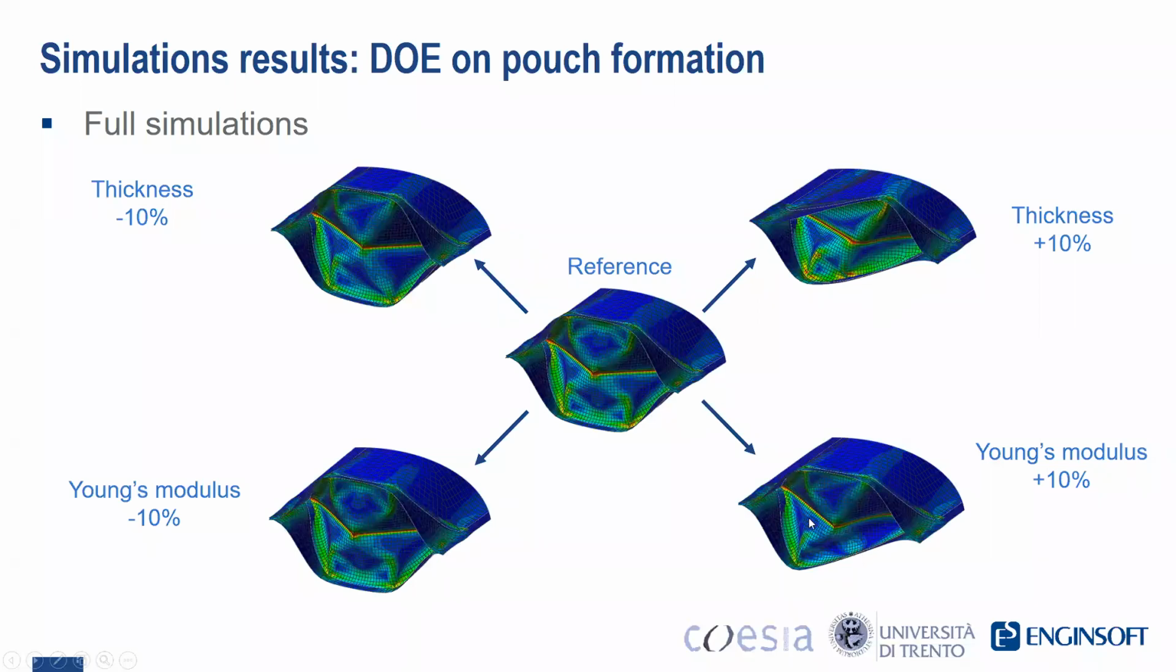And you can see here that the bottom of the pouch is not correctly formed, but we also know from the previous slide that higher Young modulus could improve the behavior during sloshing. So it's really a trade-off between the fluid movement and the pouch formation here.